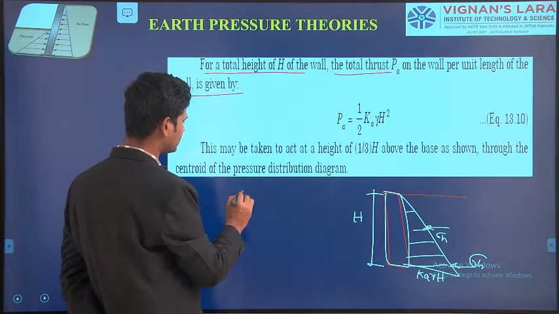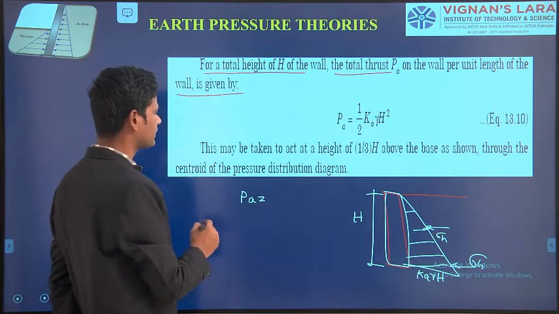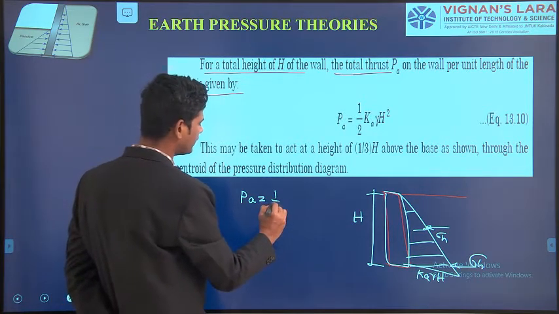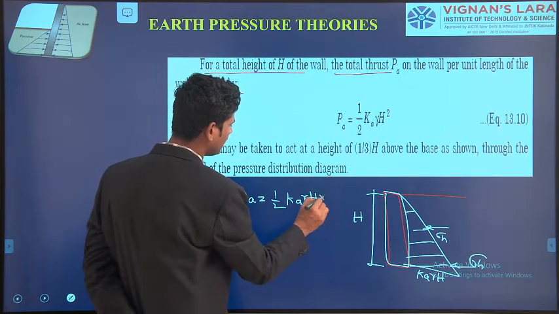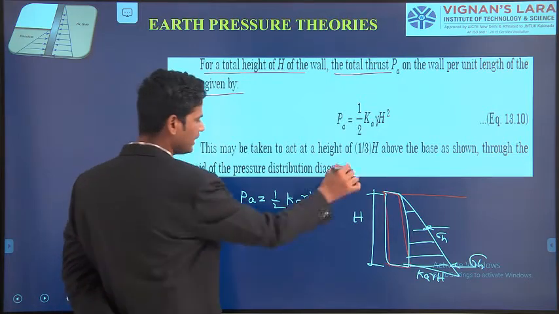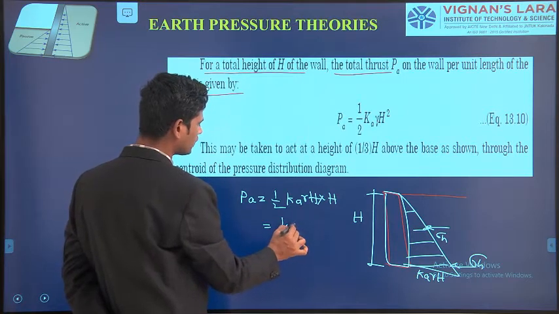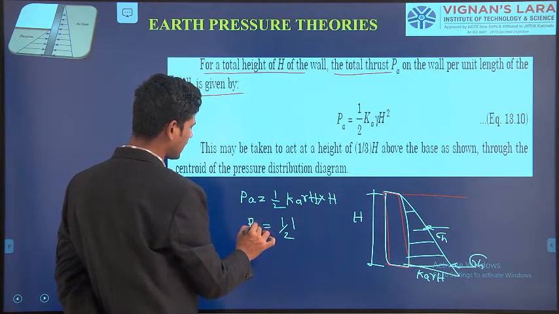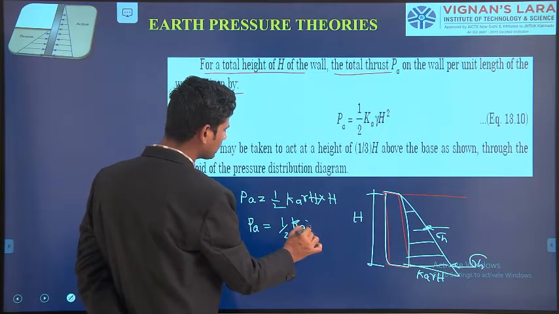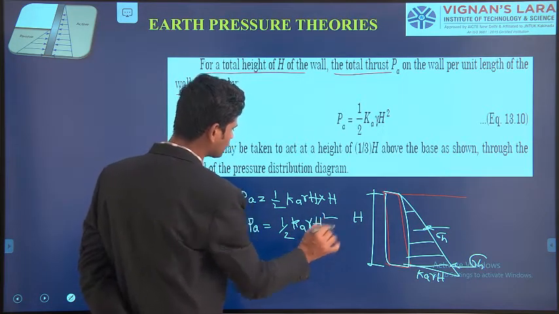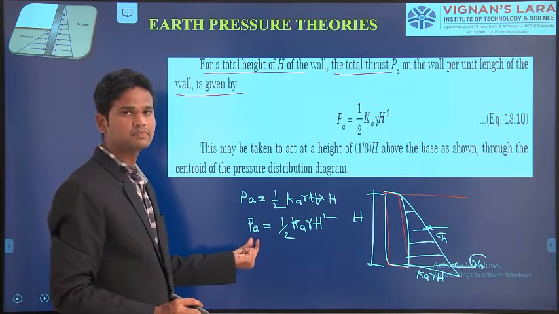That means the horizontal thrust, or reactive pressure, Pa equal to half into base into height, where base is Ka into gamma into H, and H is the total height of the wall. If you substitute, you will get the total horizontal force Pa equal to half into Ka into gamma into H square.